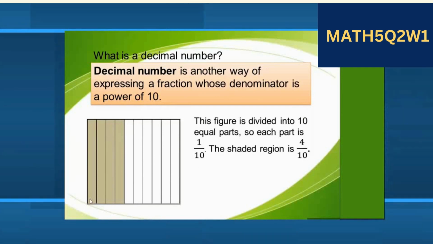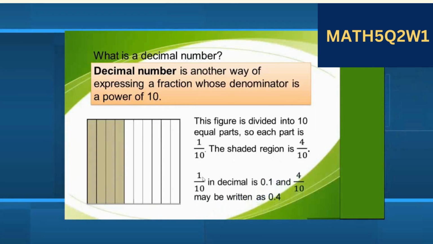So, this part is 1/10. Another part is 1/10. So, each is 1/10. The shaded region is 4/10. Now, 1/10 in decimal is 0.1, and 4/10 may be written as 0.4.